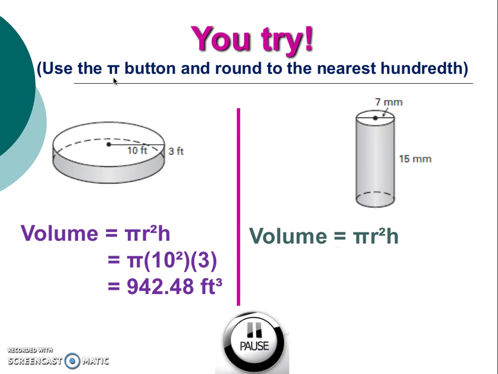On this other one, volume equals pi r squared times height. Our r is 3.5 again, just like it was on that previous slide, because half of 7 is 3.5. And now my height is 15. So pi times 3.5 squared times 15 is going to give me 577.27 cubic millimeters.